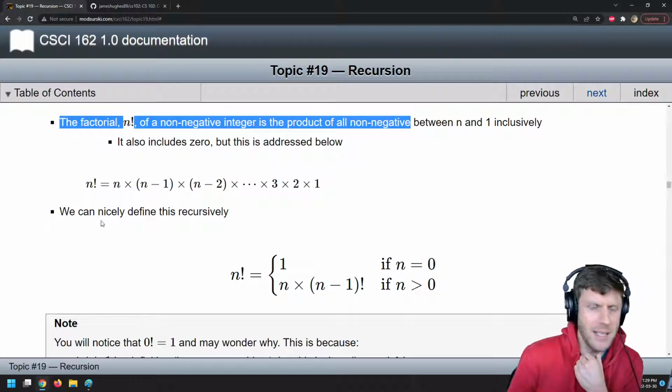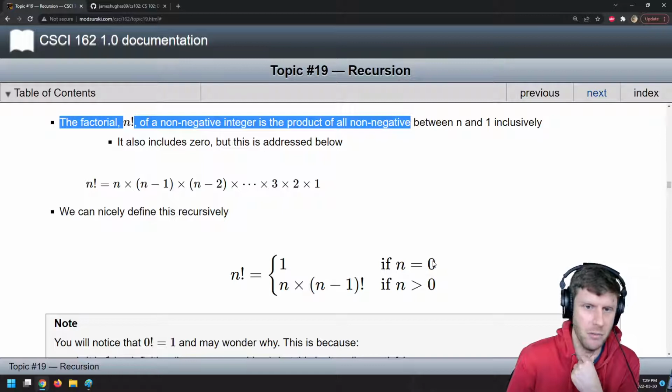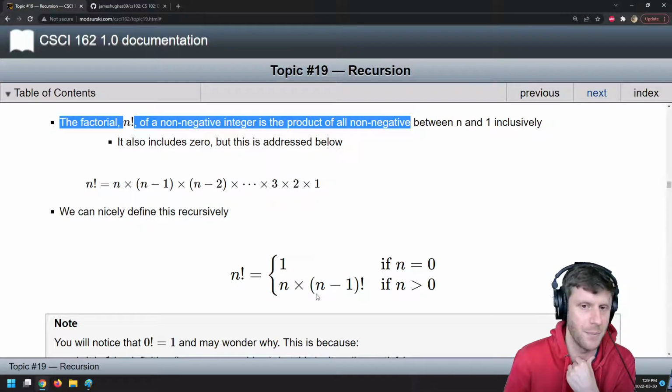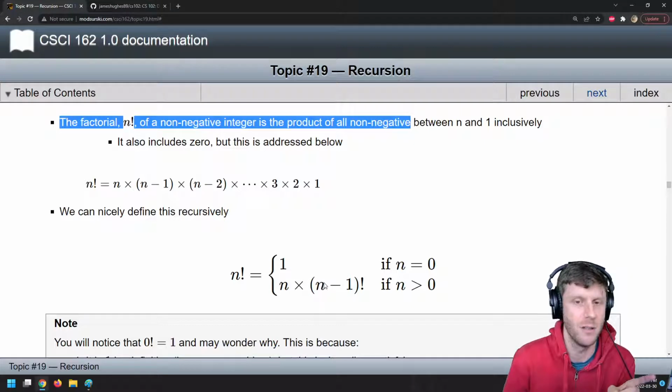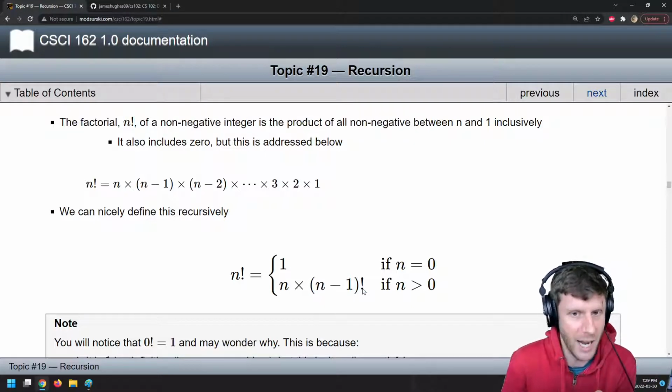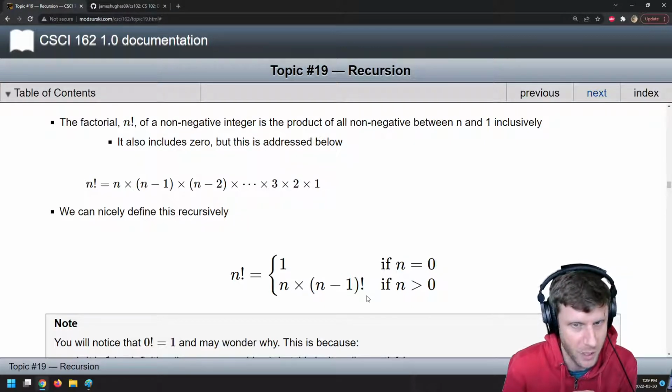And so let's apply this. If I were to say 5 factorial, is 5 equal to 0? No. Okay, so 5 factorial is equivalent to 5 times 5 minus 1 factorial. Well, that's 4. So this is equivalent to 5 times 4 factorial. Mind the fact that we've got the factorial part here.